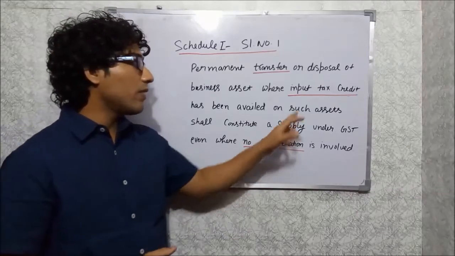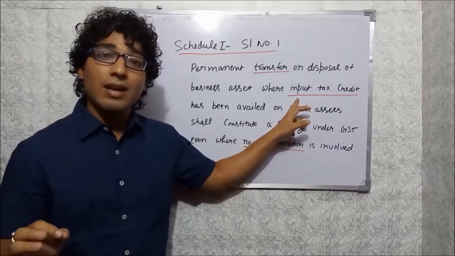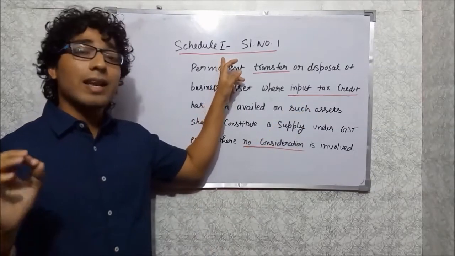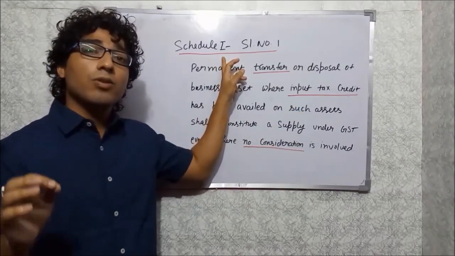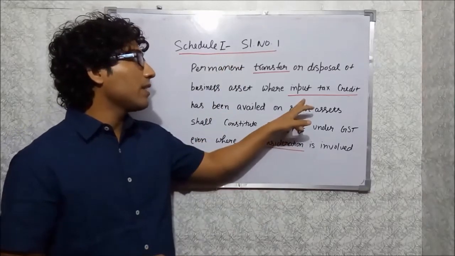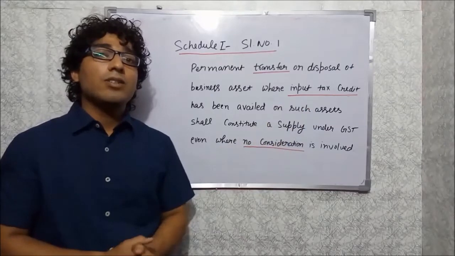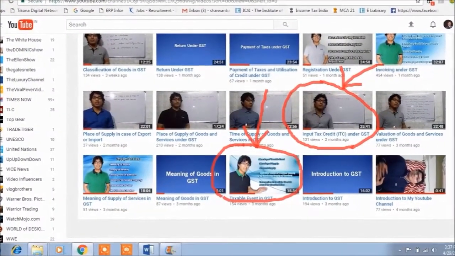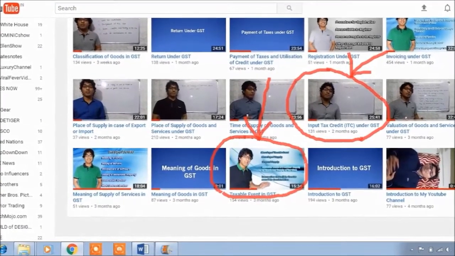Now the question is, what exactly is the input tax credit and how to utilize it, and what are the other activities which are written under Schedule 1. So I have covered in detail the input tax credit and the activities in Schedule 1 in my other videos. Check out the videos if you want to know more about it.